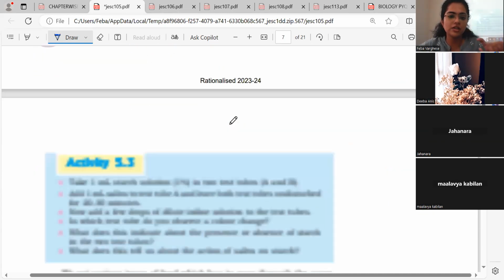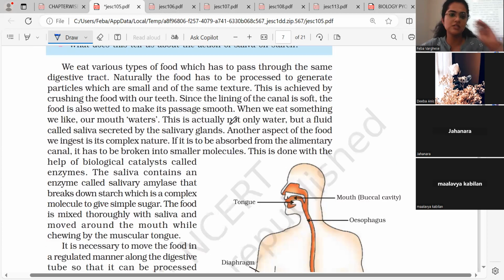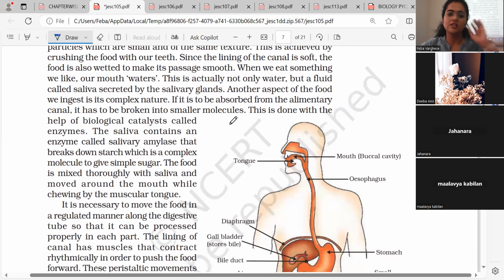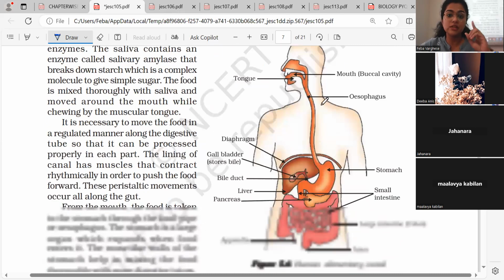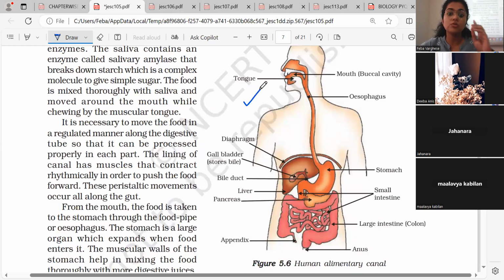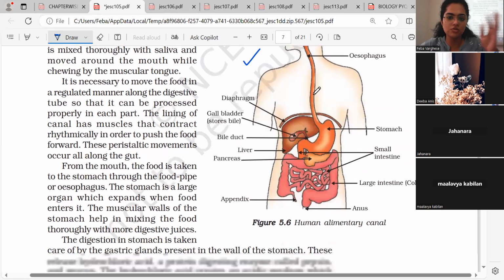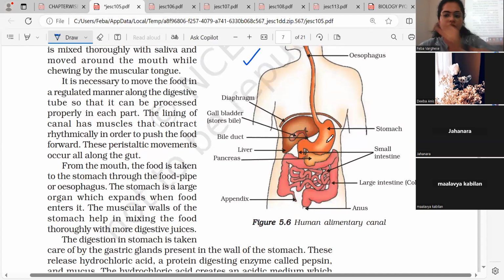Now, nutrition in human beings, the most important part in nutrition. You can expect a question to draw the diagram of the alimentary canal and mark certain parts and write their functions. There was such a question in the previous year. They'll be asking you to draw the alimentary canal, highlight certain particular parts, and then write their functions.